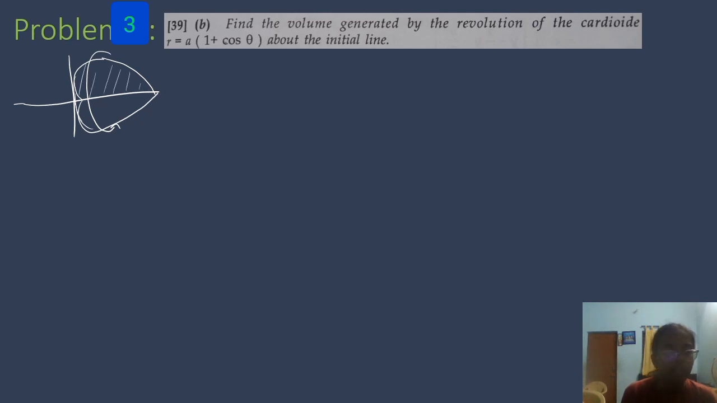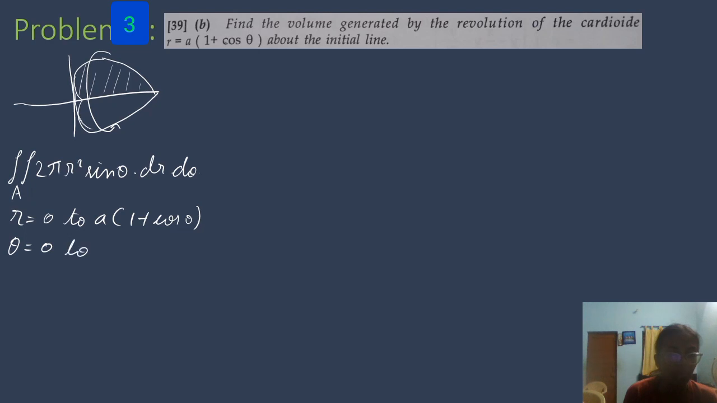We know the formula to find the volume of a solid of revolution. That is double integration of 2 pi r square into sine theta into dr into d theta. R varies from 0 to a into 1 plus cos theta. Now theta varies from 0 to pi. By applying these limits, we get the integrating equation as integration of theta equals 0 to pi, integration of r equals 0 to a into 1 plus cos theta of 2 pi r square sine theta into dr into d theta.